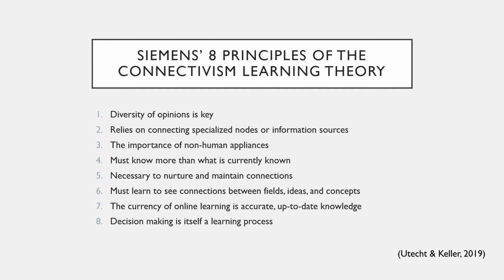The 7th principle of connectivism is that the currency of online learning is accurate, up-to-date knowledge. When seeking out information online, it is critical that the learner knows how to filter information and make sure that they are getting accurate information which is not outdated.